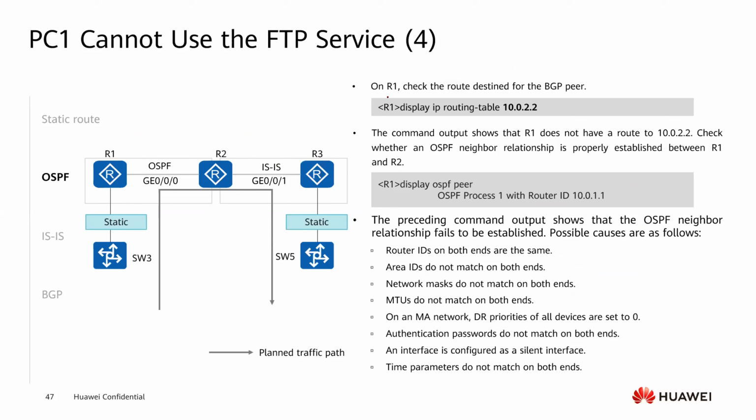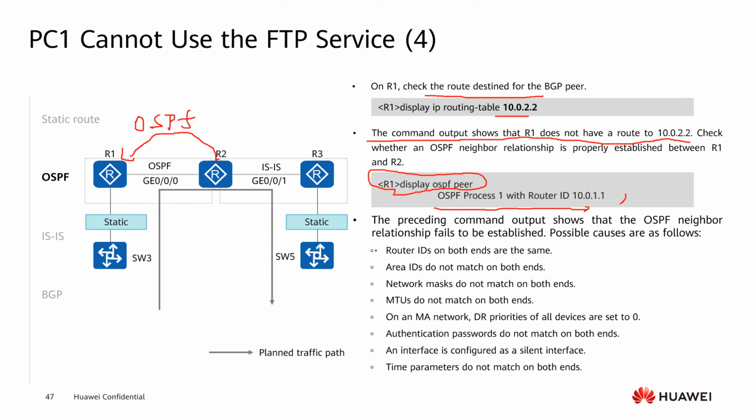So on R1 we check the route destination for the BGP peer 10.0.2.2. The command output shows that R1 doesn't have a route, because the loopback 0 interface is learned by OSPF. So we must check whether OSPF runs correctly. We use this command, display ospf peer, for OSPF process 1, and we find it has no OSPF neighbor.